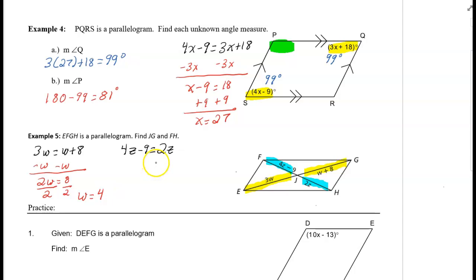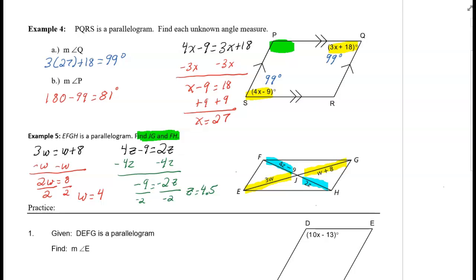For z, I'm going to subtract 4z from both sides. So negative 9 is negative 2z. Divide by negative 2, and we will get z is 4.5. But we're not done here because the question is asking for JG and FH. So we need to plug these values in to find those segments.